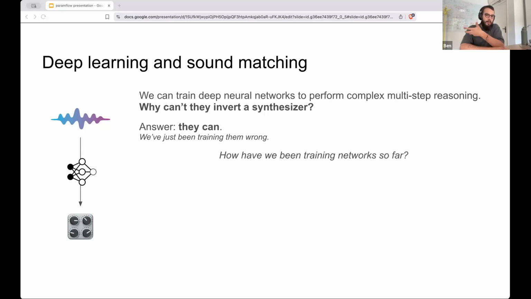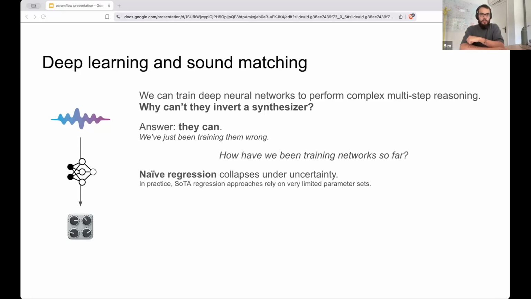Some of the ways in which we've been training them wrong include just using naive regression. This is what most work relies on, and this completely collapses in the face of any uncertainty, as we will discuss later in this talk.